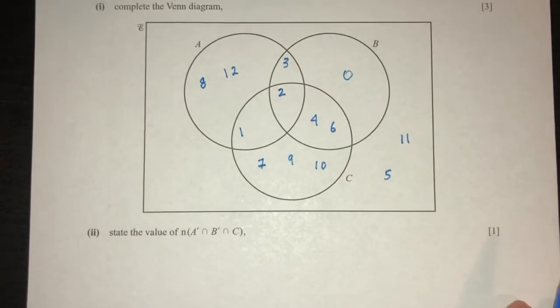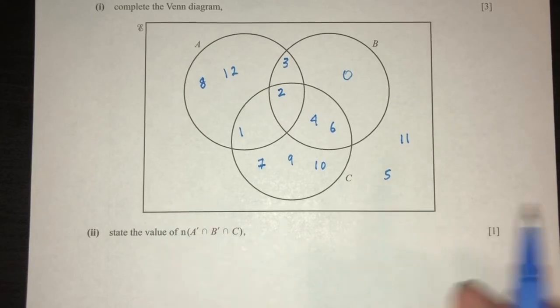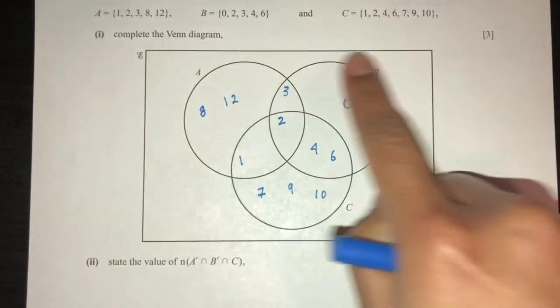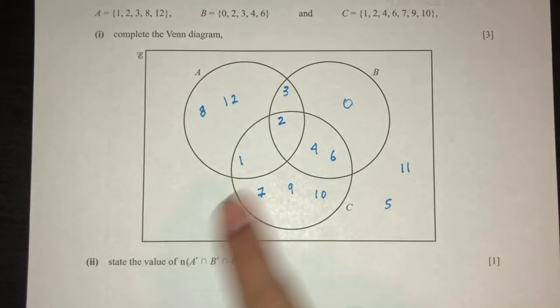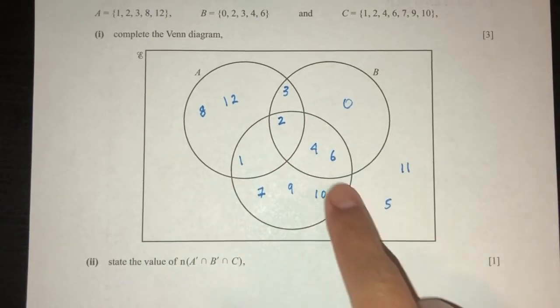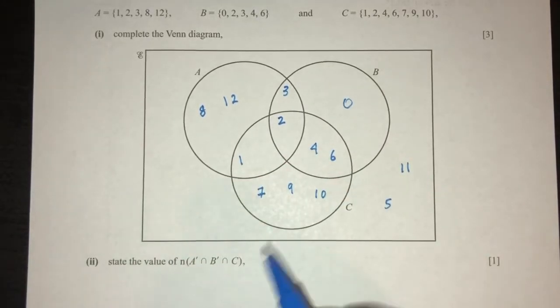Now for part 2, we have to state the value of A prime intersecting B prime intersecting C. So A prime will be outside of A, intersecting B prime, outside of B. That will be these values, which is 3, 7, 9, 10.